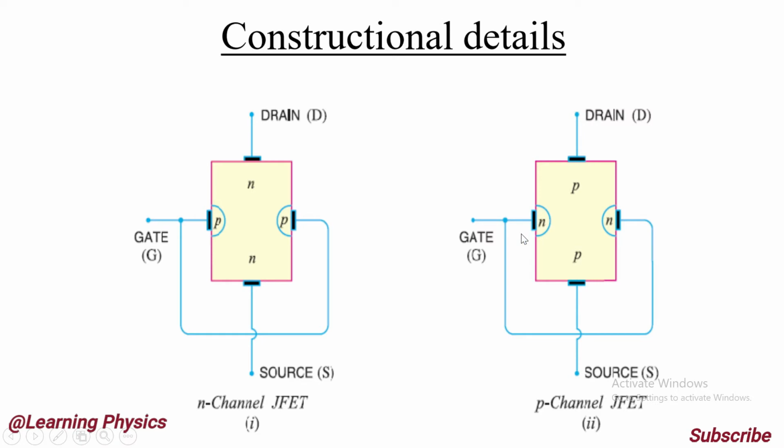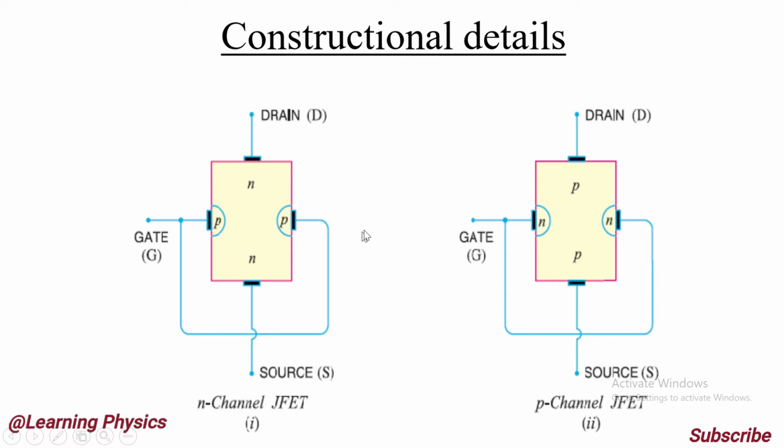Basically, this is the construction for N-channel JFET, and this is the construction for P-channel JFET. Here there are two terminals, one is drain and the other is source. The electrons or holes flow from source to drain. And this material is p-type, and also this material is p-type, and we short both materials and make a gate. And this is also a p-channel JFET, in which the major part is a p-type material, and the other two n-type materials are shorted and made as a gate. And here is a drain and a source, and this is the construction.